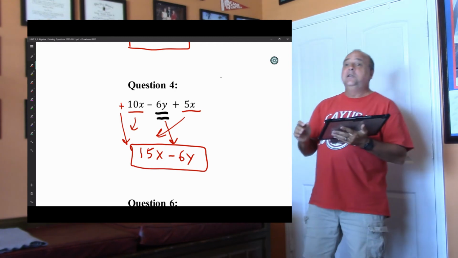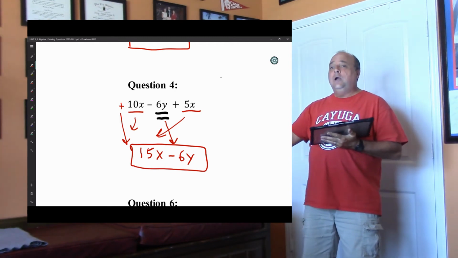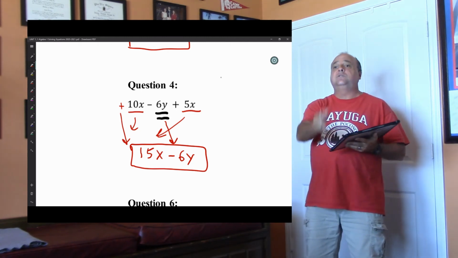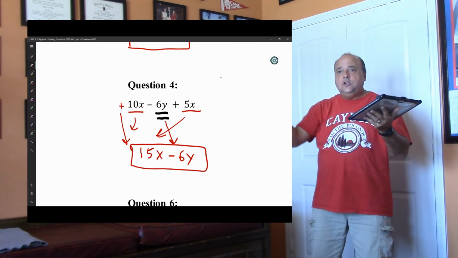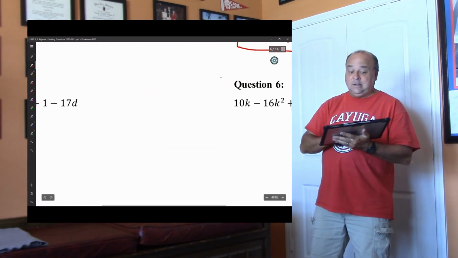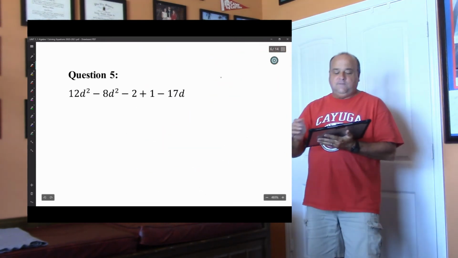Isn't this fun? Yeah! Now then later on, why do we use x's and y's? The x will turn into the x-axis, the y will turn into the y-axis. You're going to have to combine these so we can graph functions. So that's why you're learning to do this. Let's go to question 5.